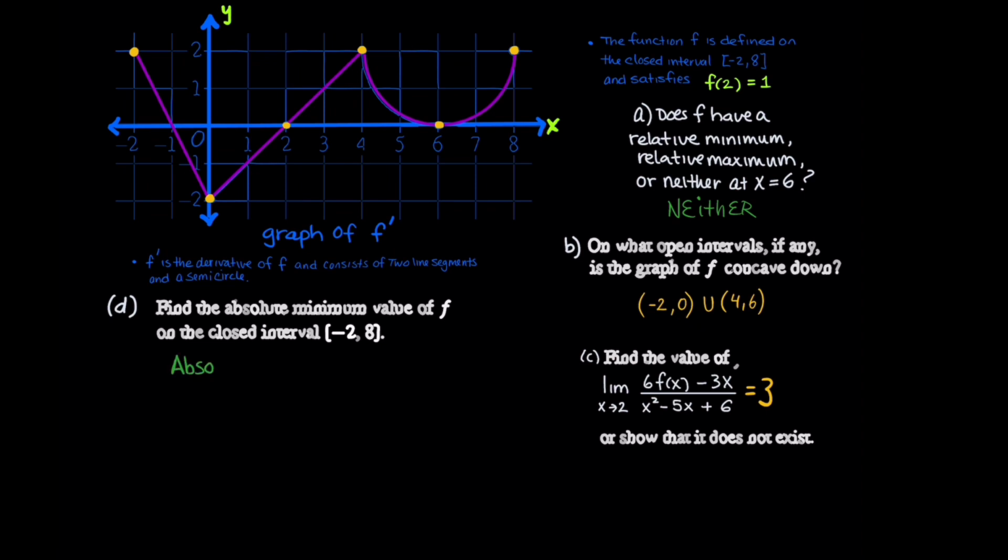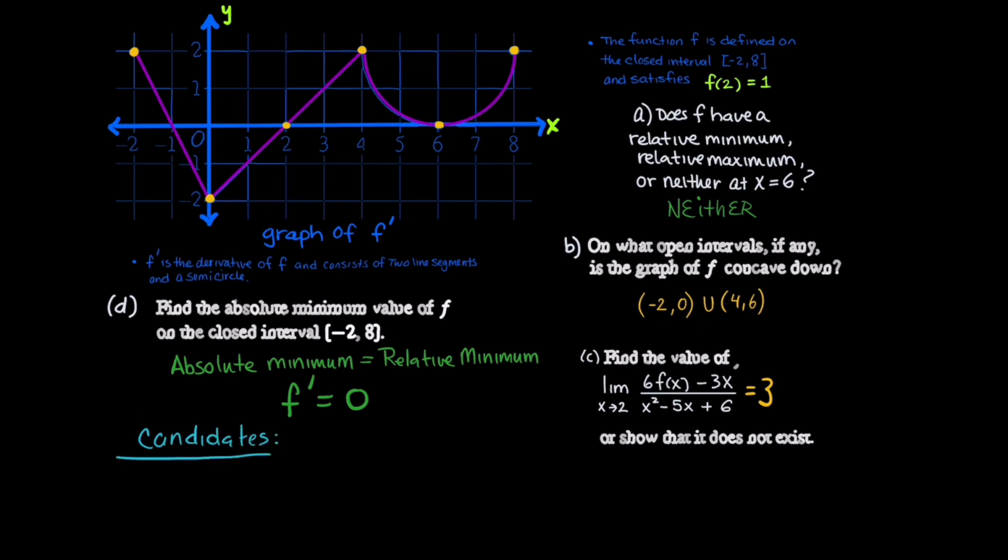The last part is to find the absolute minimum value of f of x on the closed interval from -2 to 8. And we must note that the absolute minimum is also a relative minimum. So f prime equal to 0 will tell us where the relative minimums exist. So the candidates for our minimums are where x is equal to -1, positive 2, or positive 6. That's where f prime is equal to 0. Now we've already noted that at x equals 6, we have neither a minimum nor a maximum, so that is not our absolute minimum. We can cross it off our list.